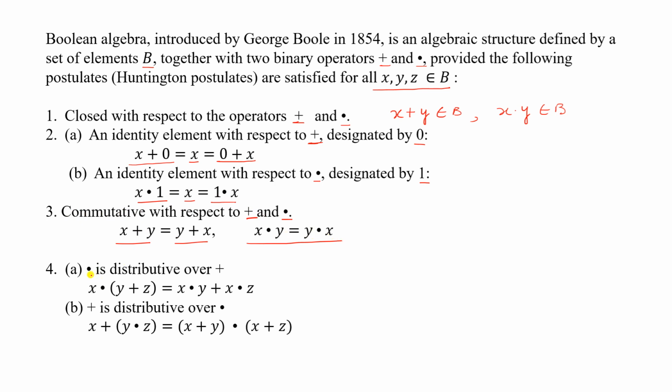Now the fourth property is this: dot is distributive with respect to plus, that is you can write x dot (y plus z) equals x dot y plus x dot z. Similarly, plus is distributive over dot, you can write x plus (y dot z) equals (x plus y) first, (x plus z) second, and dot will be here. So x plus y dot z equals (x plus y) dot (x plus z).